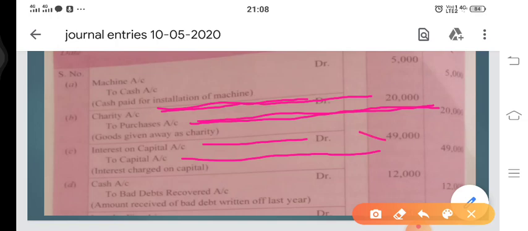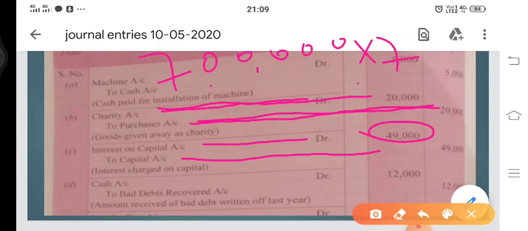Now where does the amount come from? Let's have a look. The amount of capital is 7 lakh, which bears interest of 7%. That is into 7 upon 100. 0, 0 got cancelled. 7 sevens are 49. So this comes to 49,000.